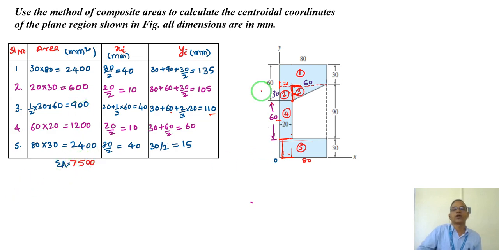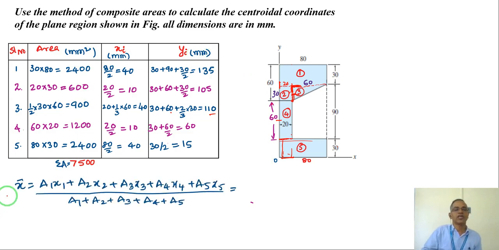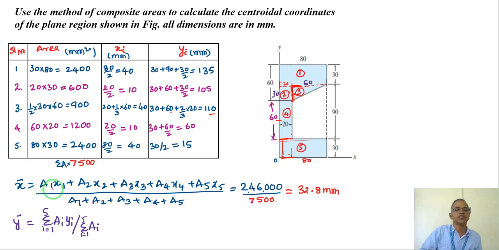So the formula for the centroidal coordinate will be a1x1 plus a2x2 plus a3x3 plus a4x4 plus a5x5, because 5 areas are there, divided by the sum of all areas. By substituting and multiplying, I get 2,46,000 divided by 7,500, which gives me 32.8 millimeter. Similarly y, I can write as the summation of ai yi: a1y1, a2y2, a3y3, a4y4, a5y5. So I get this, which is equal to 79.2.